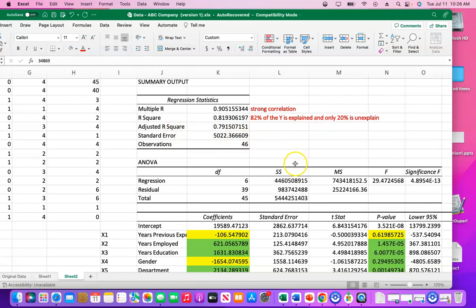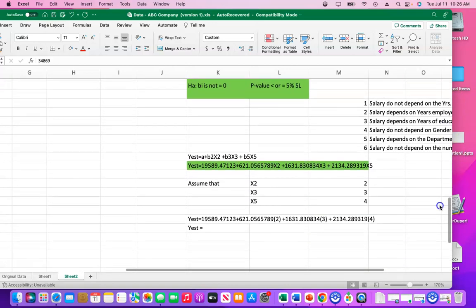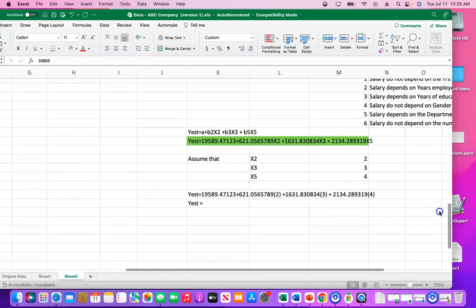And so that's all. If you have any questions, please let me know. But that's what actually we are supposed to do for the multiple linear regression analysis.